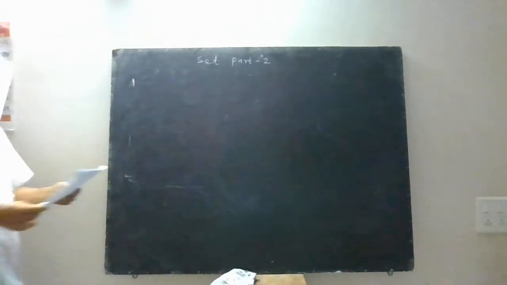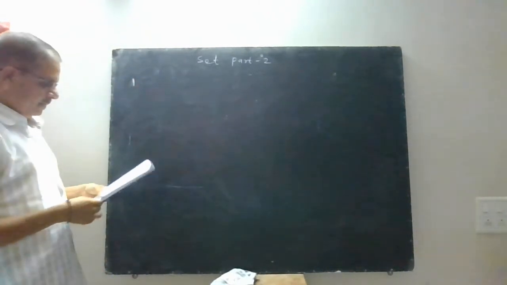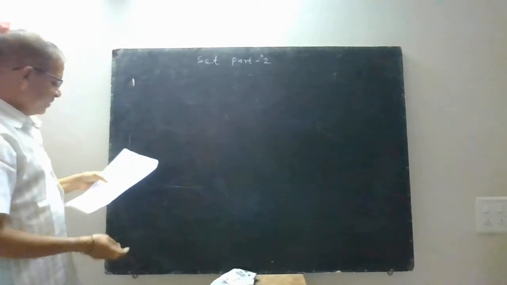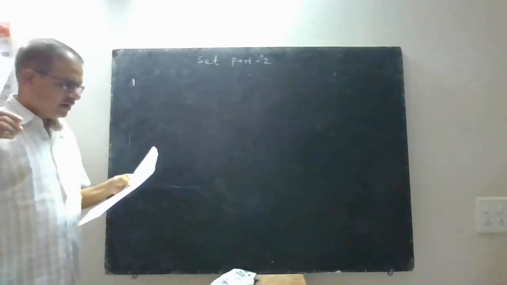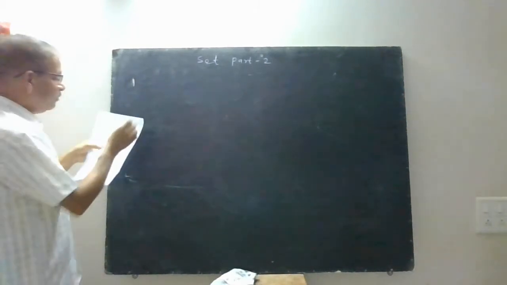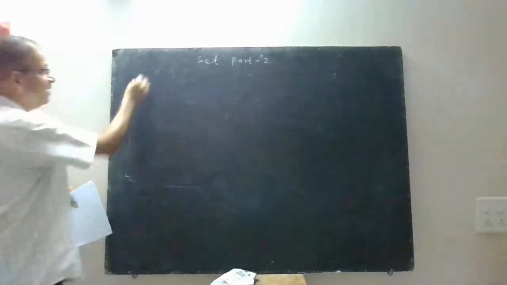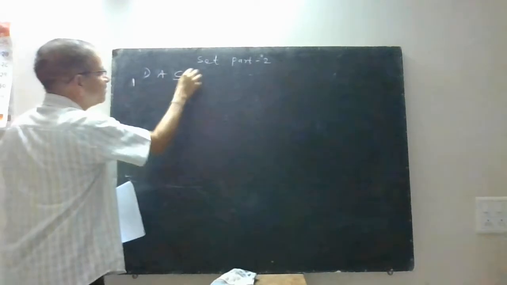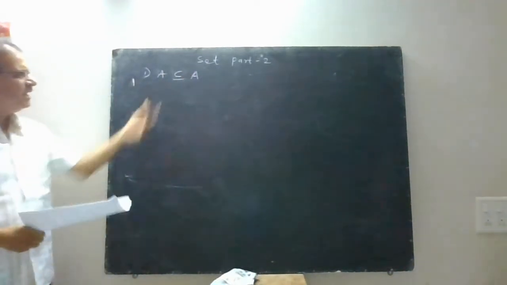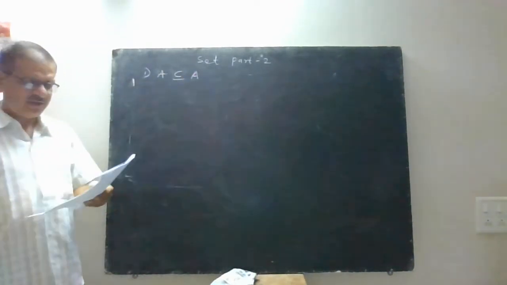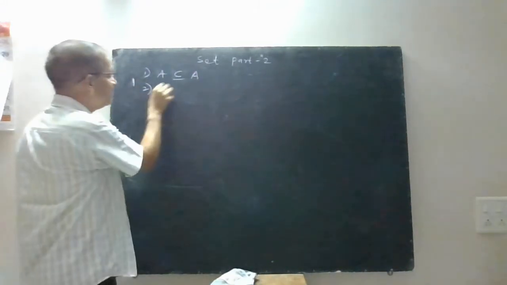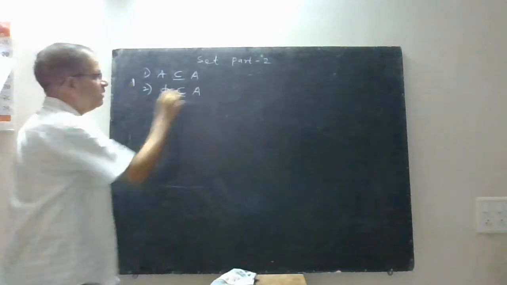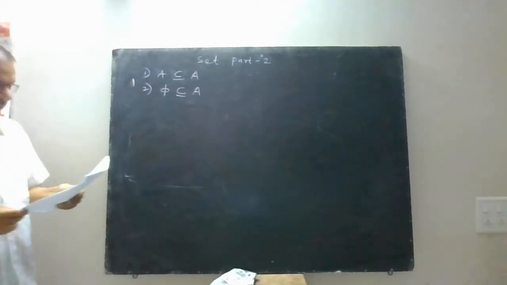Now let us see the next one. There are some properties of subset, or there are some remarks that you have to remember. Every set is a subset of itself. That means A is a subset of itself. That is a very simple thing. Secondly, the empty set is a subset of every set. Phi is a subset of every set A, you can say.